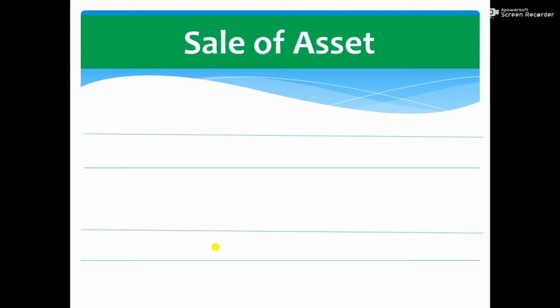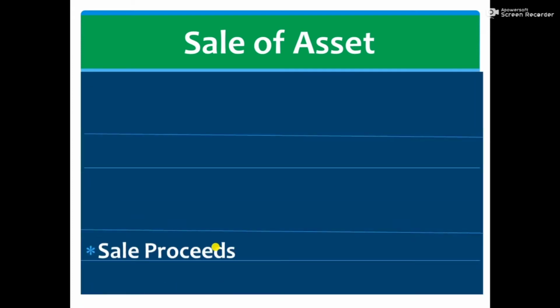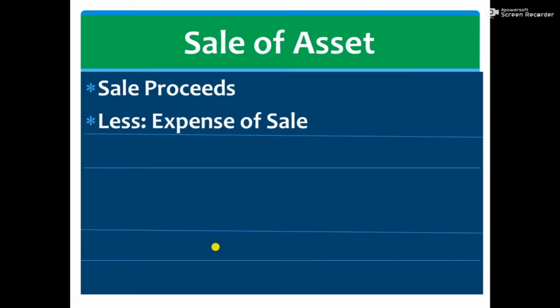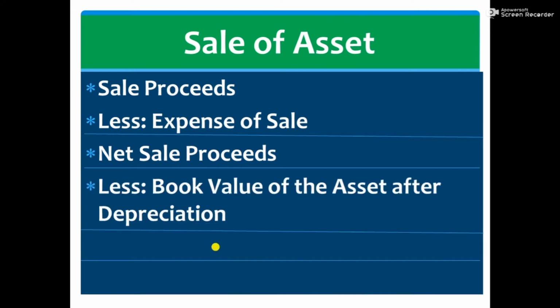First we look at how the profit or loss on sale of a depreciable asset is computed. The sale proceeds minus expenses of sale. When you sell the asset, you may incur some expenses, some brokerage or something has to be paid for sale of the asset. Then you compute the net sale proceeds, that is sale proceeds minus expenses of sale. From that, deduct the book value of the asset on that date. If the result is positive, profit. If the result is negative, loss.